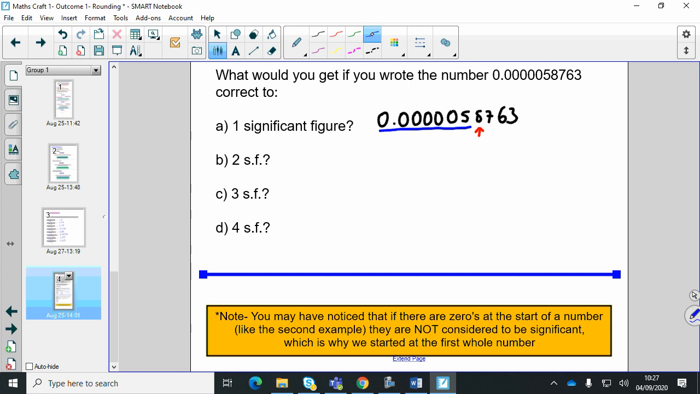Okay, so because the 8 is bigger than 5, this 5 is going to round up to 6. And the difference here is that because we've got a very, very small number, all these other numbers here after the 5 are going to drop off. Okay, we're not going to put zeros there. We don't need to because we've got our one significant figure in the 6. We do, however, need to write all the zeros at the start because they still form part of the number.